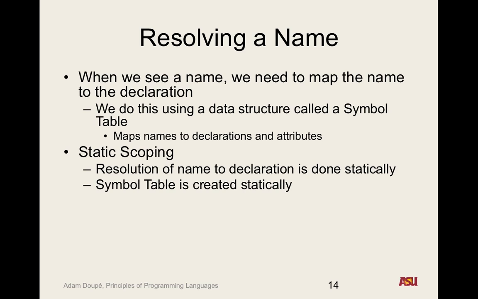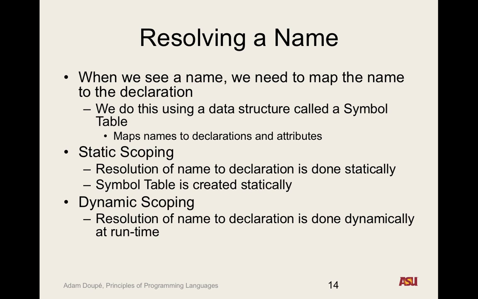So what's the opposite of doing something statically? Doing it dynamically, or at runtime. So the other way to do this is what's called dynamic scoping. In this case, we resolve names to declarations dynamically at runtime. This means that just looking at the code, you may not be able to tell exactly what declaration a name references, because it could change depending on the runtime behavior of the program.